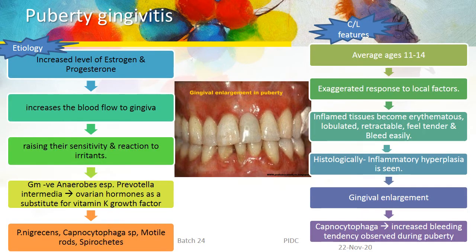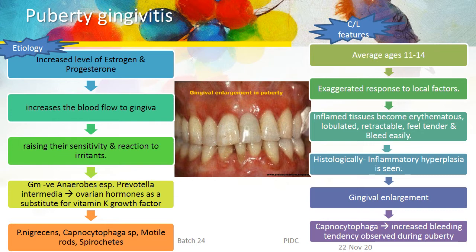Coming on to pubertal gingivitis. The word puberty itself shows that it occurs in and around the age of puberty, that is around 11 to 13 years of age. And why it occurs, we do have an etiology for this, and if you present things in the form of a flow chart, it is easy for the one who is reading, and also easy for you to understand. So I have presented this in the form of a flow chart for you to understand it better.